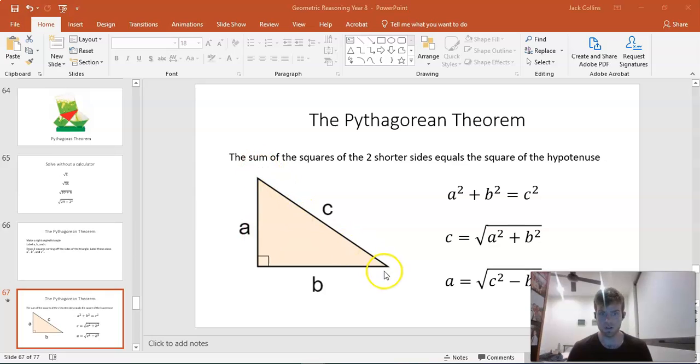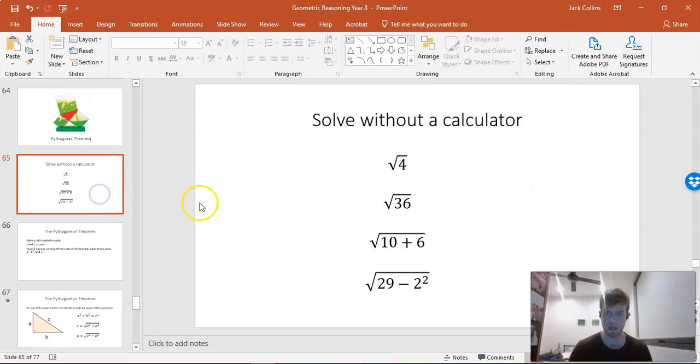What we also need to recognize is the longest side, and we've said it in previous videos, the longest side here is called the hypotenuse. That's the side opposite your right angle, and it is always the longest side. So if you square and add the two smaller sides, it will be equal to the square of the largest side. We can use this to find unknown lengths of triangles when we know two of the sides. All we need to know how to do is find the square root of different numbers.